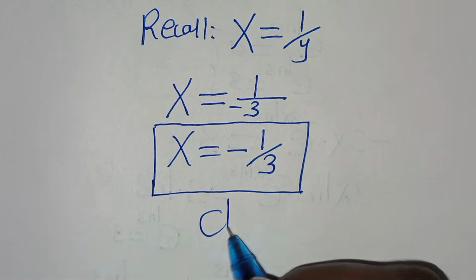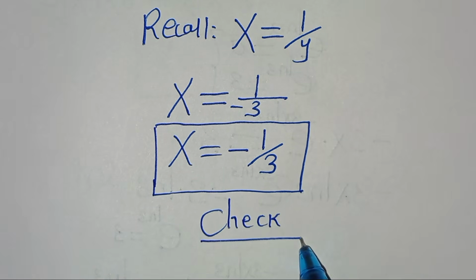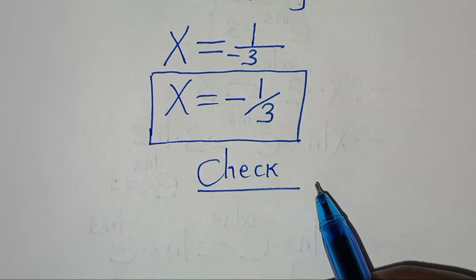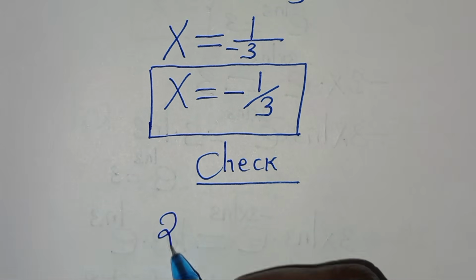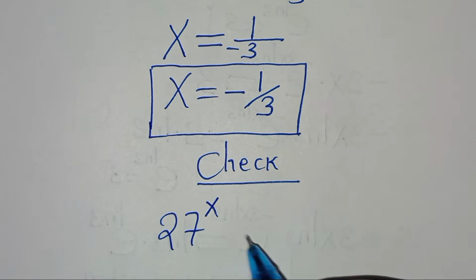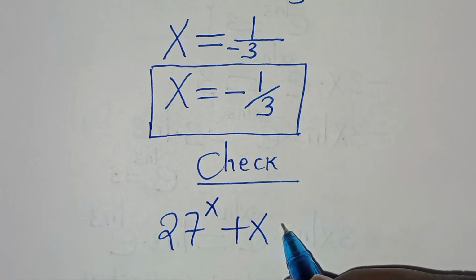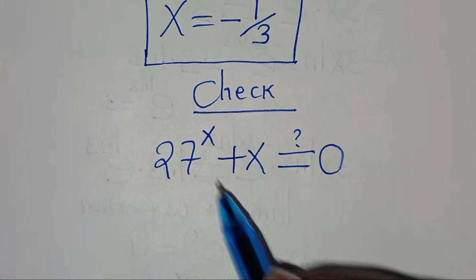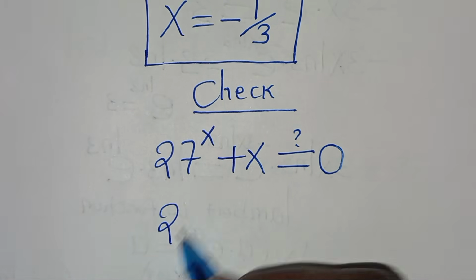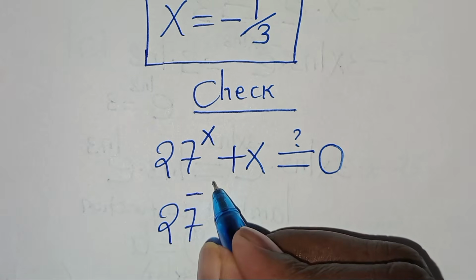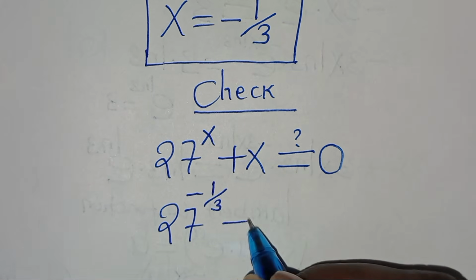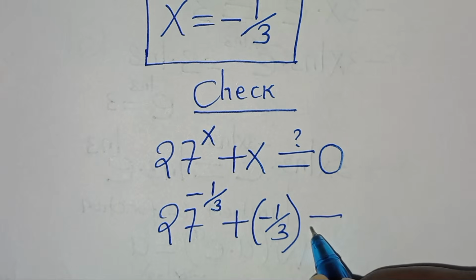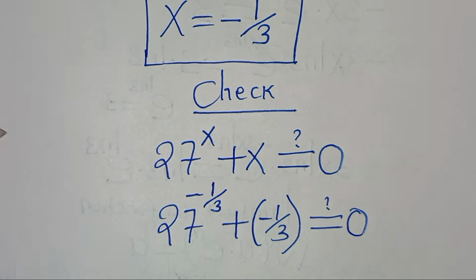So let's check if this value of x, which is minus 1 over 3, satisfies the equation. We have 27 raised to the power of x plus x. This should give us a value of 0. Let's substitute x here. So we have 27 to the power of minus 1 over 3 plus minus 1 over 3. This should give us a value of 0.